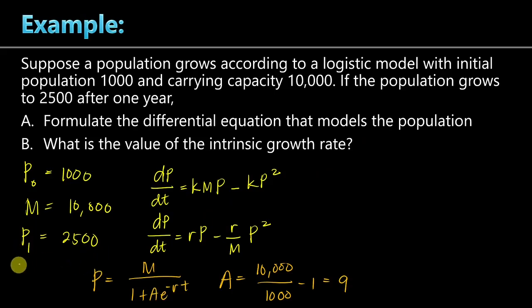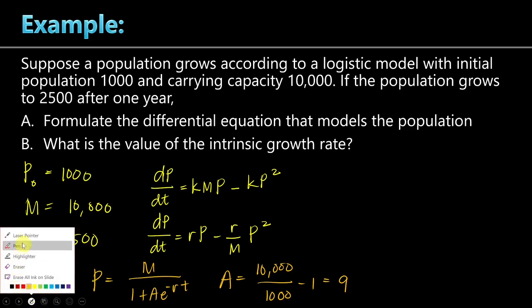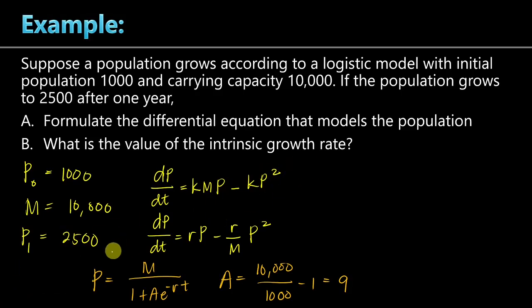If we use T equals 1, no, na ang P ay equals sa 2,500, okay, makukompute ko na ngayon ang value ng R. So, palitan ko lang yung P dito ng 2,500 equals yung M na 10,000 divided by 1 plus A, which is equal to 9, e to the negative R, kung saan yung R ay hindi natin alam, at yung T ay equal sa 1 kasi after 1 year. So, hindi ko na ilalagay dun yung 1. So, here, the only unknown quantity is R. So, pwede na natin siyang isolve ngayon. Di ba? Pwede na tayong mag-shift solve. Okay? Para madali.